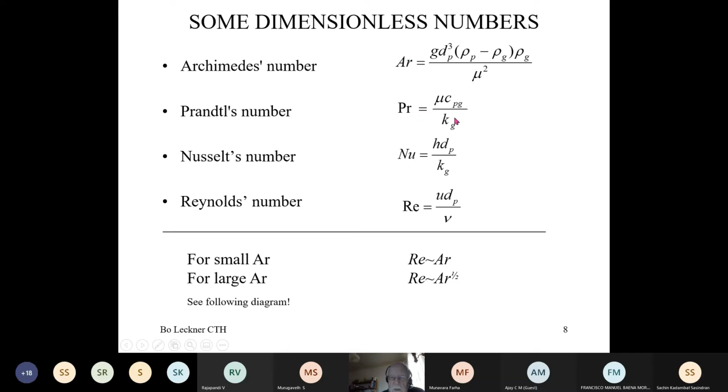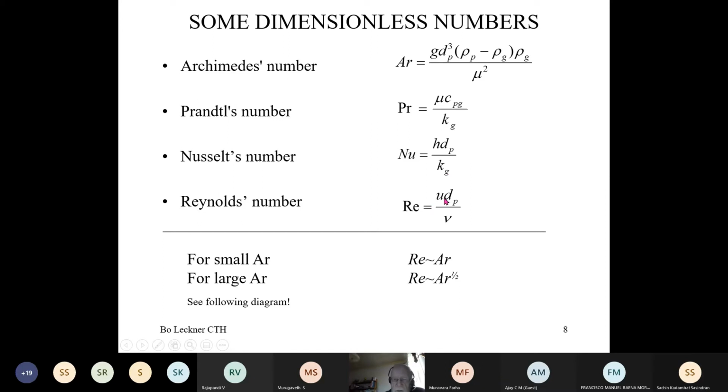The Prandtl number contains physical properties of the medium: conductivity, viscosity, and specific heat. The Nusselt number is the heat transfer coefficient related to some size. It's not necessarily the particle, but it could be the size of a tube in this case. And then the thermal conductivity of the surrounding gas.